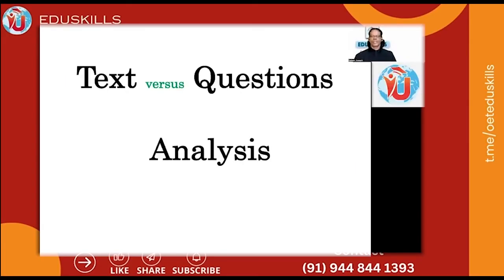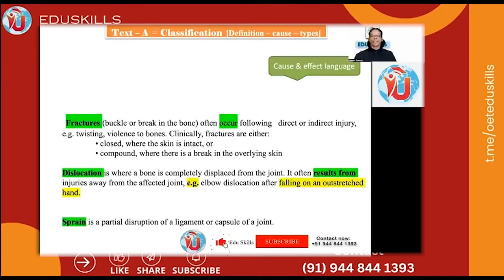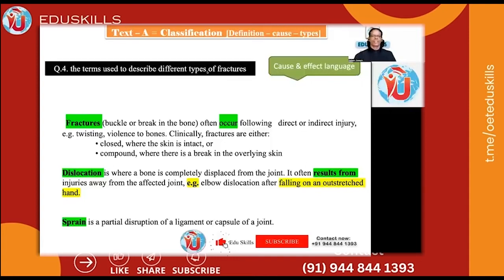Okay, text versus question analysis. Now let's see. These fractures occur following direct or indirect injury, and it often results from injuries. This is cause and effect language. The language used here is cause and effect. This is a classification paragraph, but the nature of the language is cause and effect.